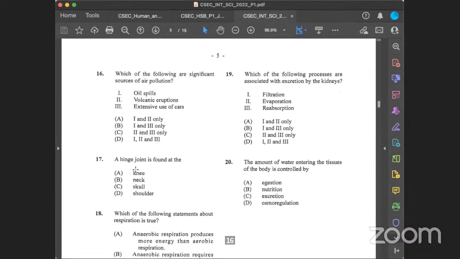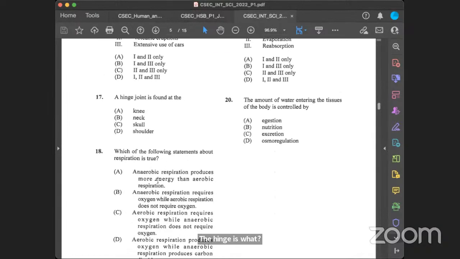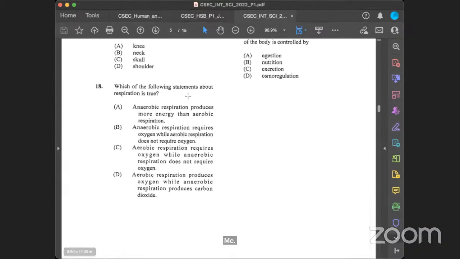A hinge joint is found where? In your shoulder, right? Put it in the exam. The hinge joint is what? Knee. And this question, they like to bring this one and change it up slightly. So read it carefully. Read it carefully, which is true. They're asking which one is true.